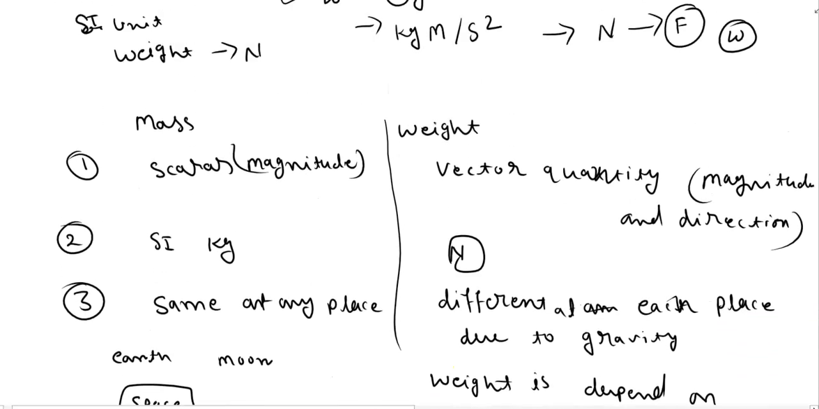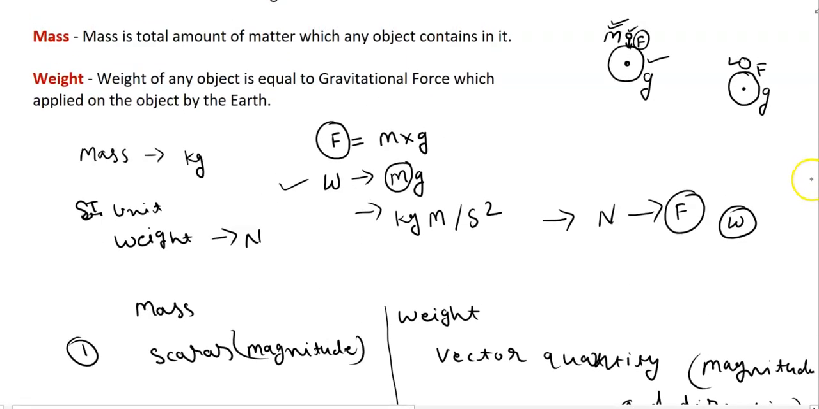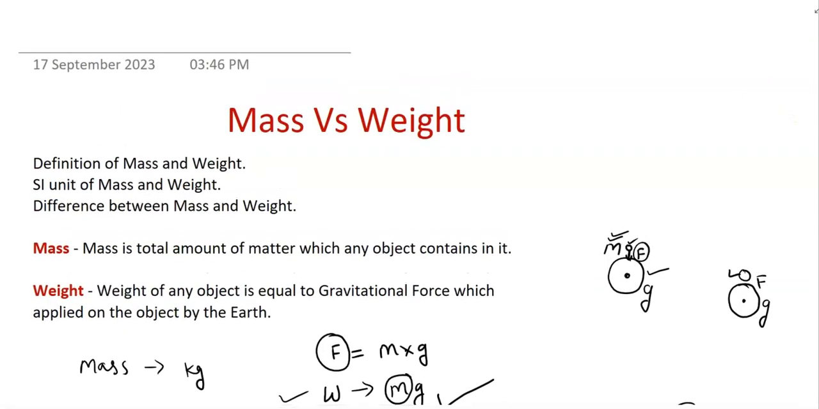And if you have to find the weight, you have to use the formula weight is equal to mass multiplied by gravity. And on which factor does the weight depend? It is gravity. If there is no gravity, then weight will be 0, but mass will be the same, what any object contains in it. So this is the explanation for mass and weight.